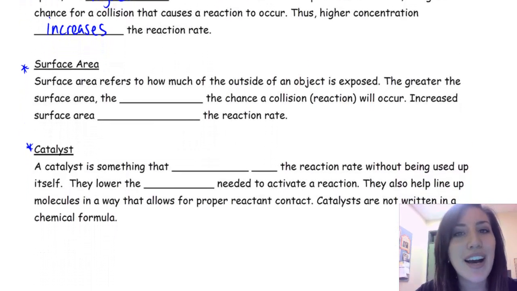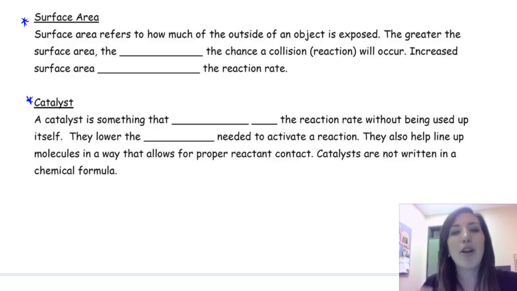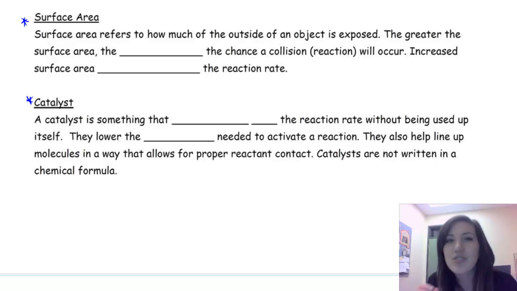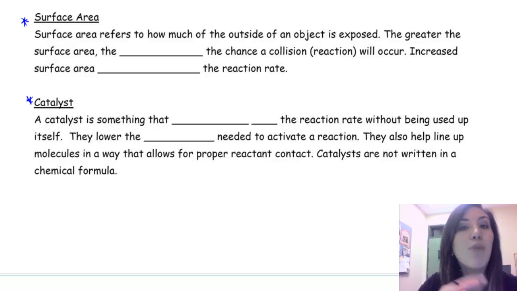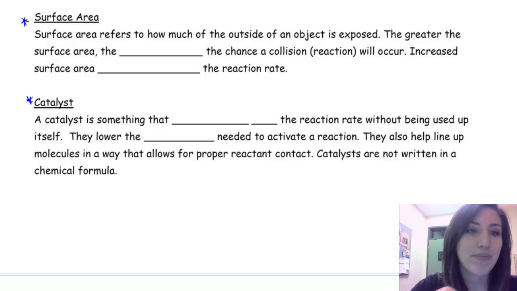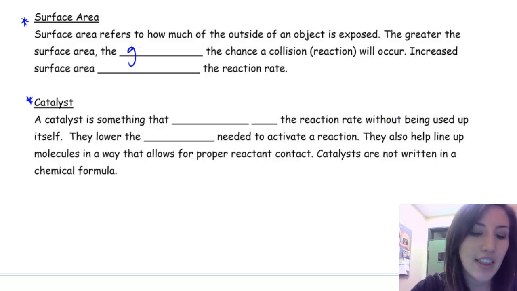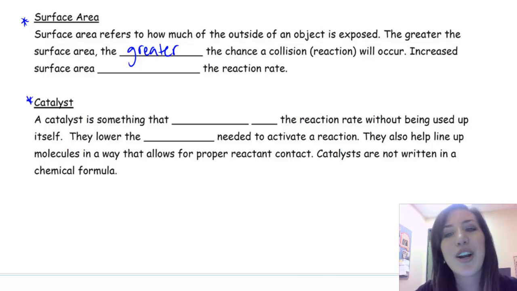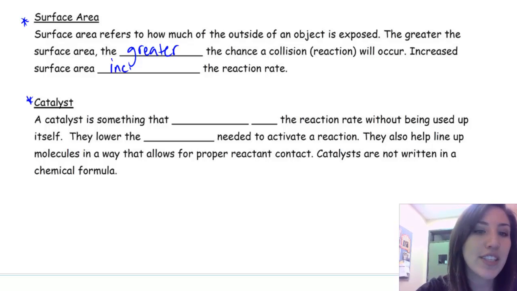You can also influence this by the surface area. Think about a big sugar cube versus all of your little grains of sugar. Which one dissolves faster? So the surface area is just talking about how much of that is exposed. So of one big cube, only some of the outside is exposed, but all those little grains, so much more sugar is exposed. So the more surface area you have, the more chance that something will happen. So the greater the surface area, the greater the chance of a collision or reaction to occur. So a collision, remember, reactants coming together. So an increased surface area increases the reaction rate.